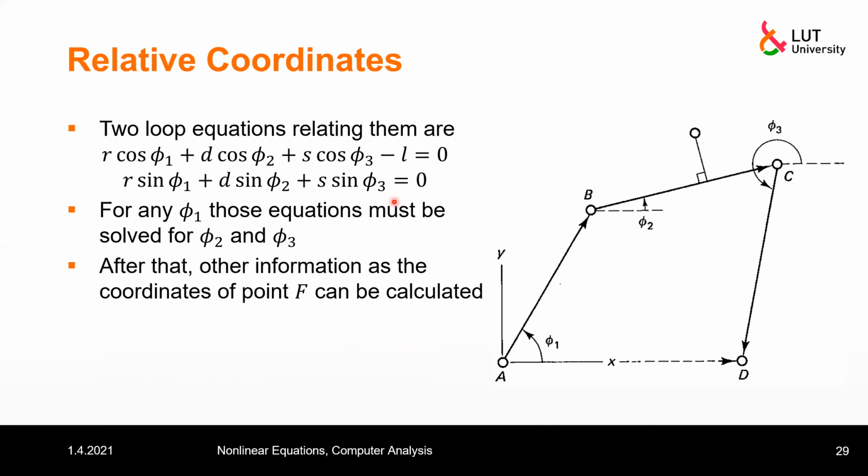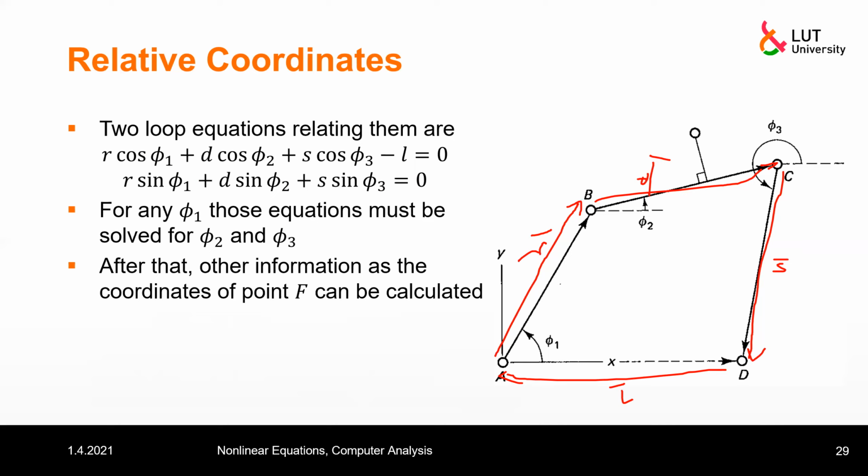They are reasonably simple equations, and of course this is our well-known vector equation for our mechanism, and it says that this whole mechanism can be shown as a closed loop. So this is the closed loop equation. This is our R vector, this is the D vector, this is vector S, and this is vector, let's say, L. And of course this is R, then D, S, and L.